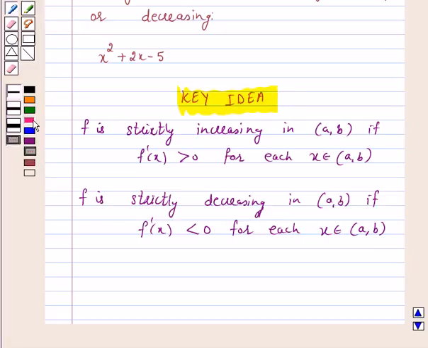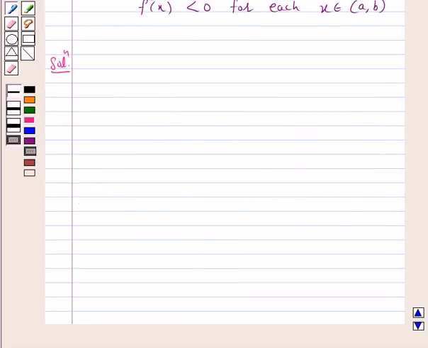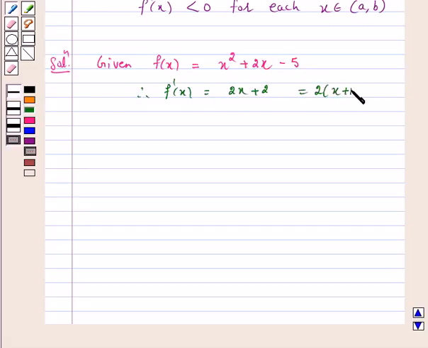So let's start the solution. Given f x is equal to x square plus 2x minus 5. Therefore, f dash x is equal to 2x plus 2, and this is equal to 2 into x plus 1. Now, f dash x is equal to 0 implies x is equal to minus 1.